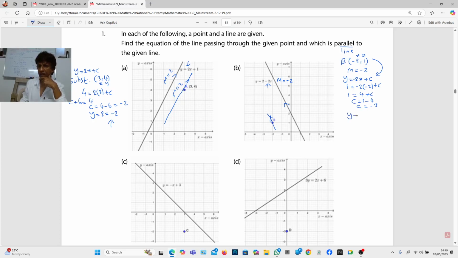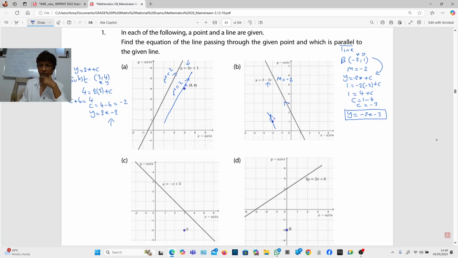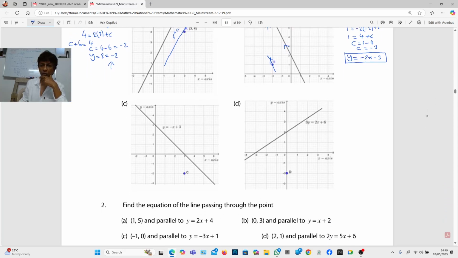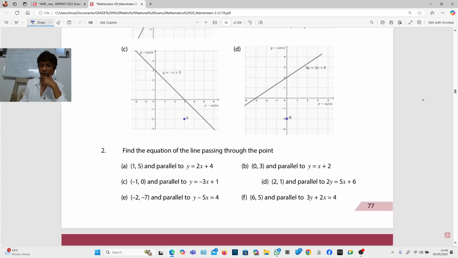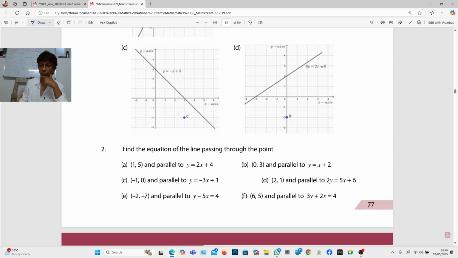So what we're saying is that the equation of the line is y is equal to minus 2x minus 3, and here we are. That's the answer to part B of the question. Now we can try and go on to solve the other questions as well. It's going to be the same, except now when a line is given, like in this particular case over here, it's not in the form of y is equal to mx plus c, so we need to make y the subject of the formula.